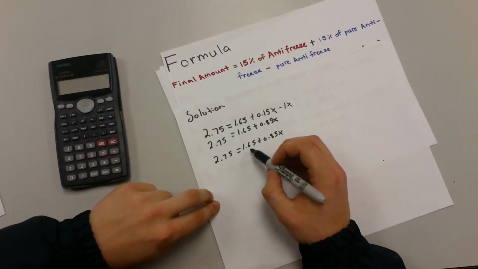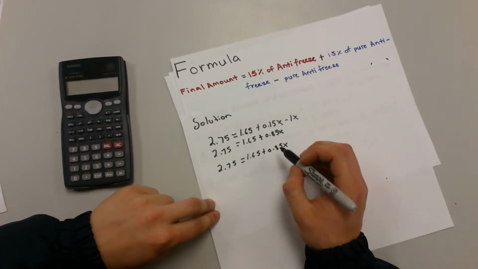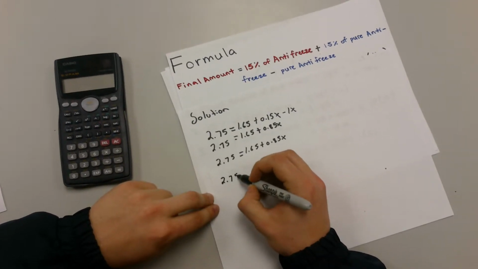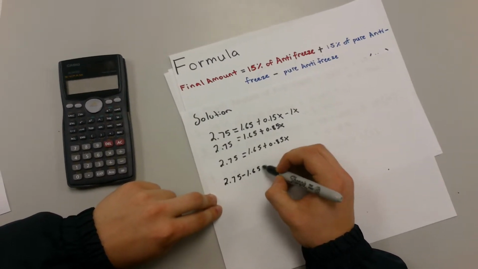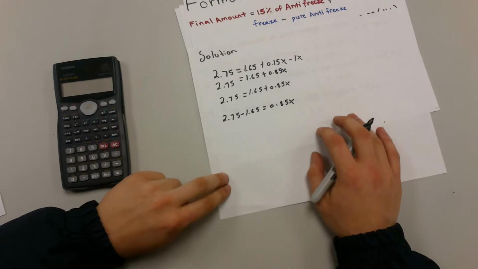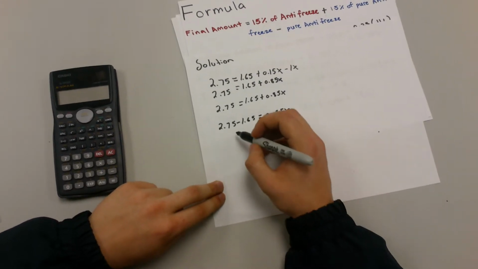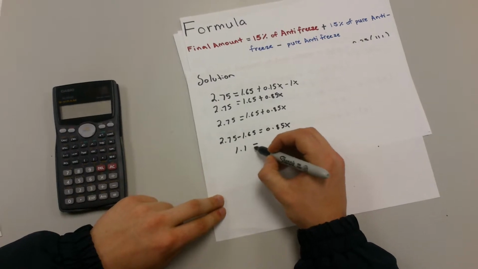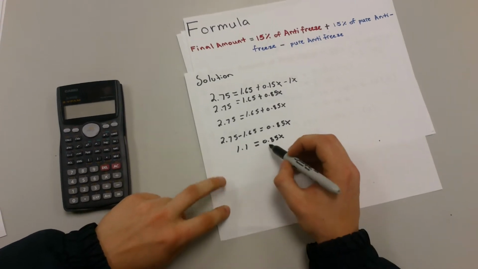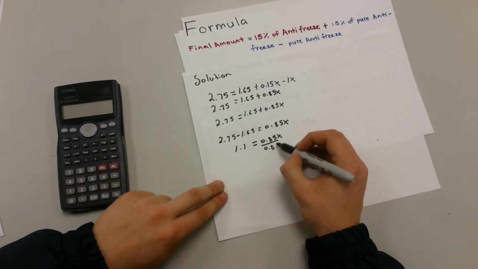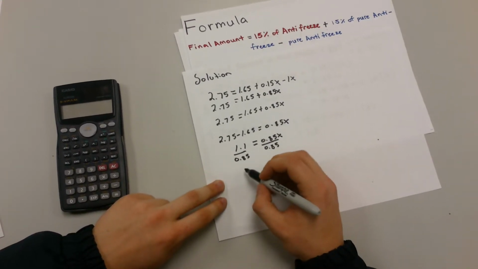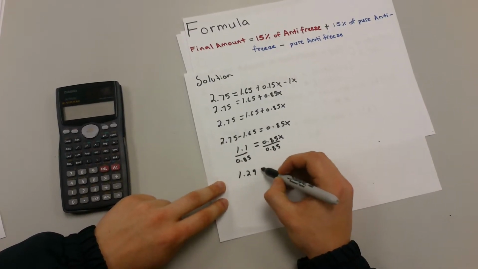Then we bring the 1.65 to the other side by subtracting 1.65 from both sides. That equals 1.1. Then we divide both sides by 0.85. This equals 1.29 equals X.